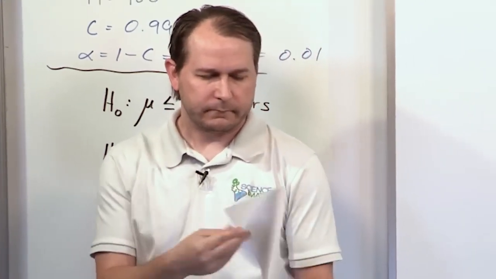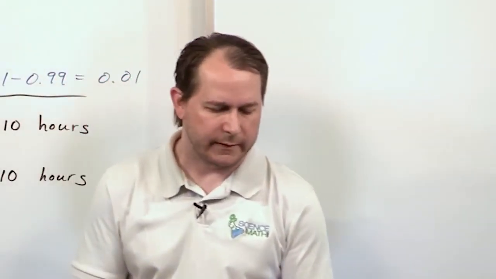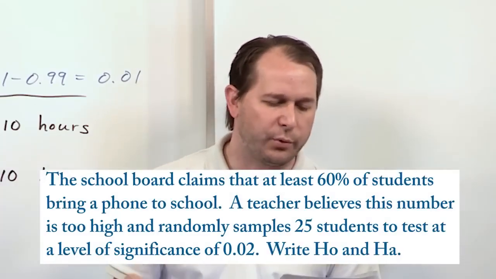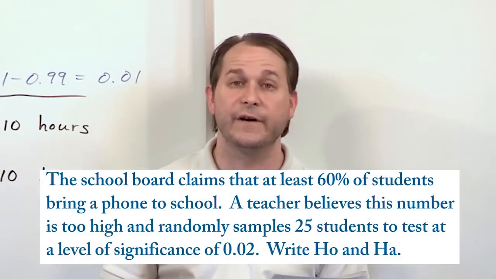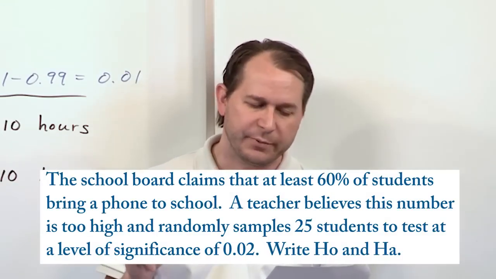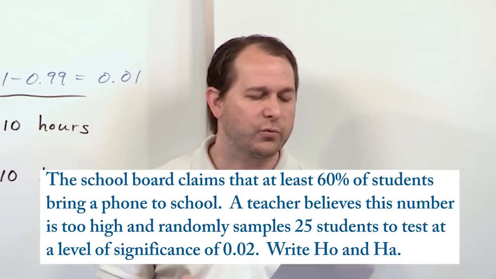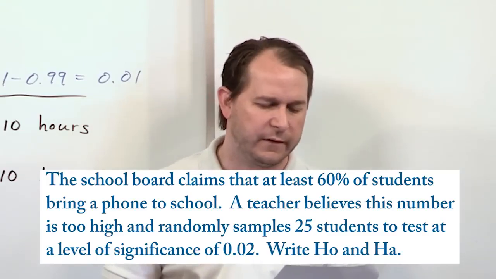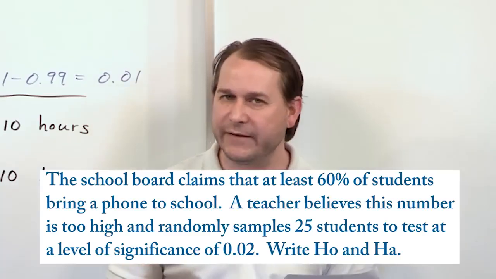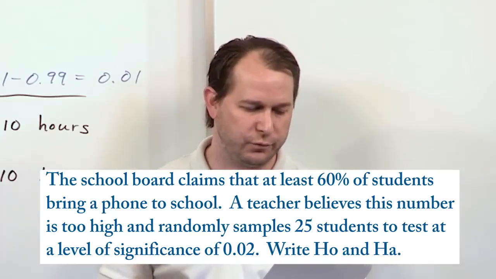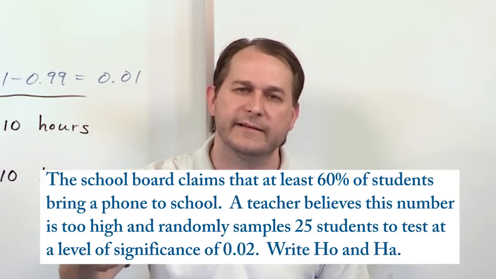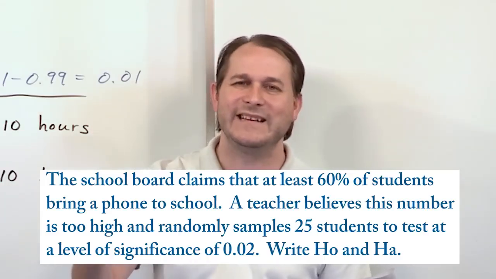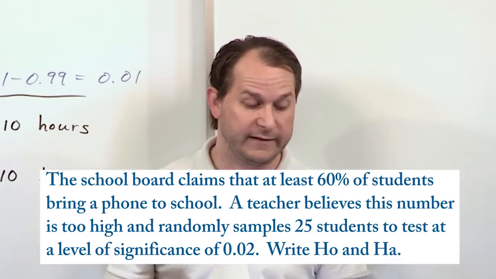All right. Now let's look at another problem. The school board claims that at least 60% of students bring a phone to school. A teacher believes this number is too high and randomly samples 25 students to test at a level of significance of alpha is 0.02. What is the null hypothesis H naught, the alternate hypothesis H sub A, and C, the level of confidence for this hypothesis test?